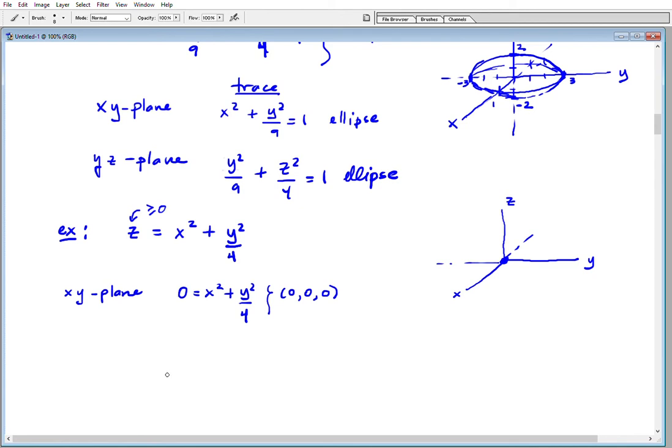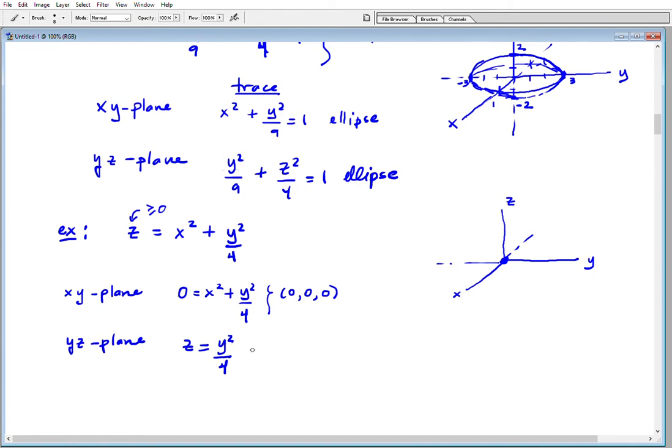All right. Okay, what are the traces? Well, let's look at the xz trace. Or let's look at first the whiteboard, the yz trace, yz plane. So set x equal to 0, and here's what we get. What is this? What kind of curve is that? Z equal y squared over 4.